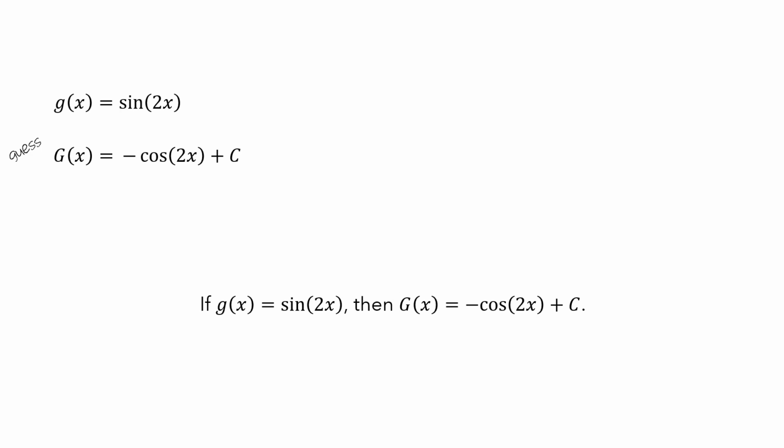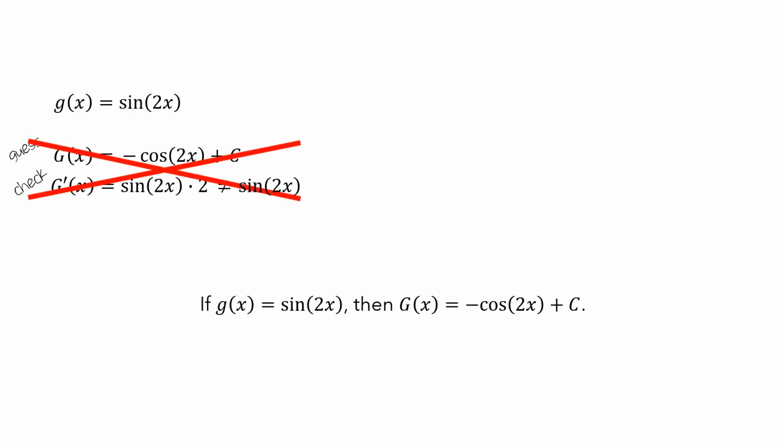Since the original little g of x didn't perfectly match the rule, we should check to make sure the derivative of capital G is equal to little g. In the derivative, we'll need to use the chain rule, so we get sine of 2x times 2. And if we compare these, we see that they're not equal. So this guess wasn't correct. But we weren't too far off. We were off by a multiple of 2, so maybe we just need to divide our guess by 2. Let's try doing that.